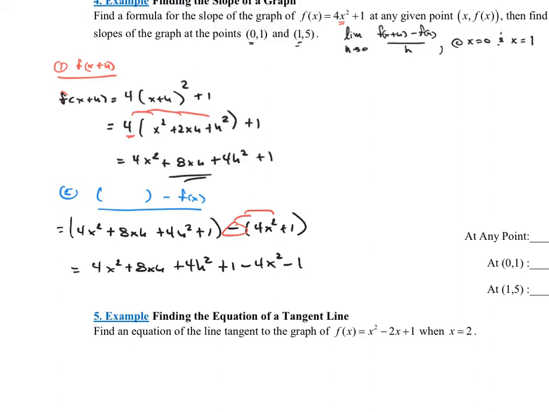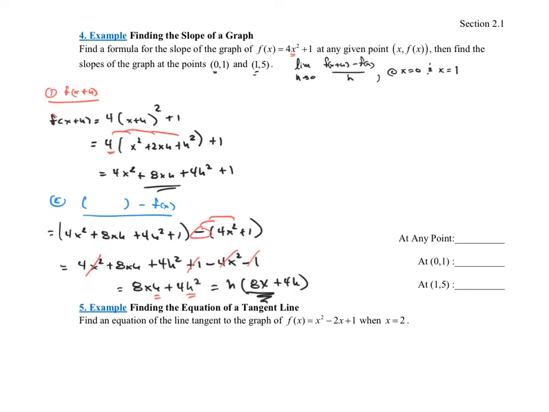What should be happening here is we're able to cancel a couple of those terms. The 4x squareds cancel and the 1's cancel. I'm left with 8xh plus 4h squared. I told you again, what you want to do is factor out an h if possible. Notice both of these terms do have an h, so I can factor out an h. This is going to be h times, well, 8xh divided by h is 8x, and 4h squared divided by h would be plus 4h. So that is the factored version of f of x plus h minus f of x.